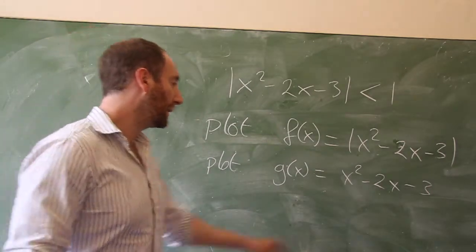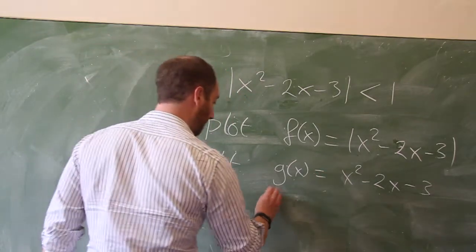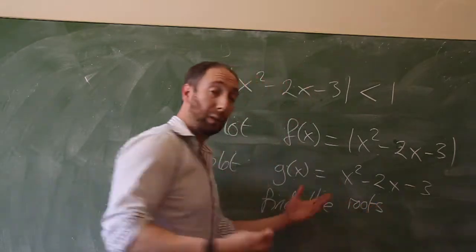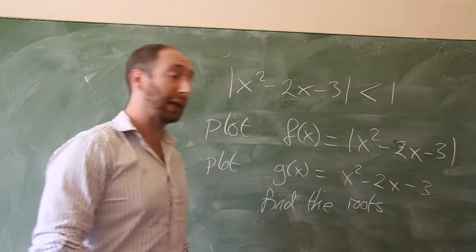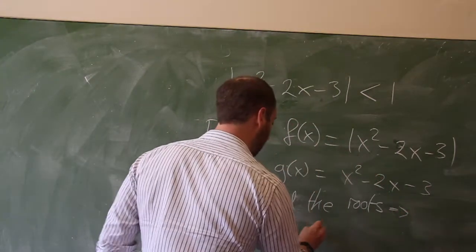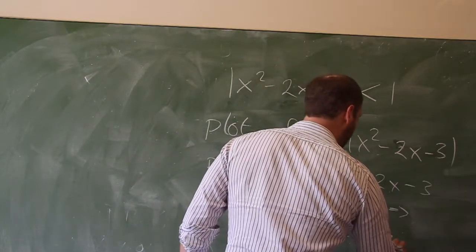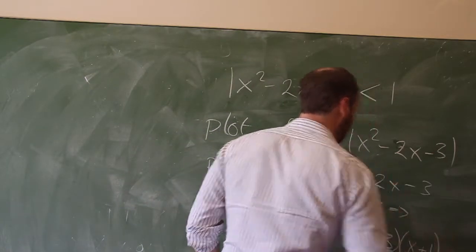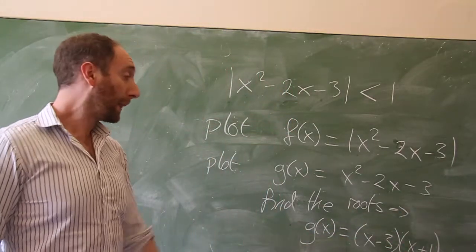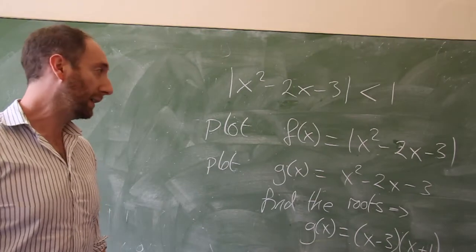Okay, so what do we do here? Well, we see that it's going to be an upward facing parabola, and we can find the roots of this. Again, what we're using is our pattern recognition. We are looking at this and saying, we know we've got a quadratic here. What can we do with a quadratic? Well, we can find the roots, and this gives us that g of x is equal to x minus 3, x plus 1. So from that, we know that this has roots at x equals minus 1 and x equals plus 3. Okay? So we can draw that.